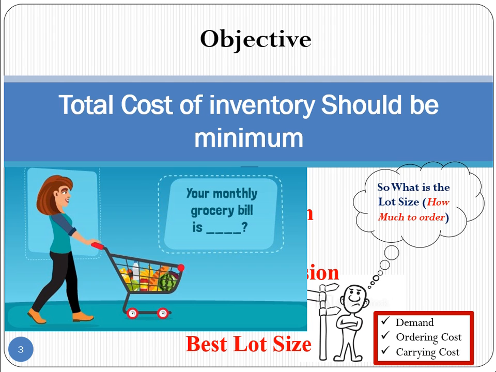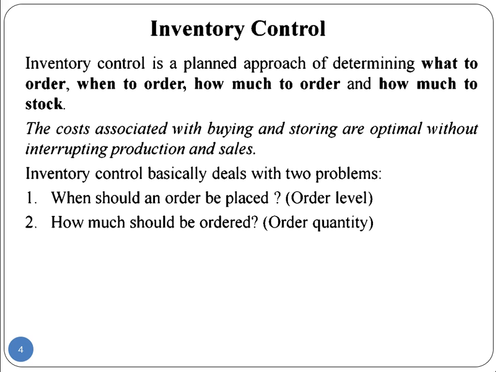This is how we generally select our grocery items to keep the monthly grocery bill minimum. We generally plan on a monthly basis, not on a yearly basis. This is another aspect of how to control the inventory, and these are the important points with which we are going to control the inventory. That means how much should be ordered and when should the order be placed.